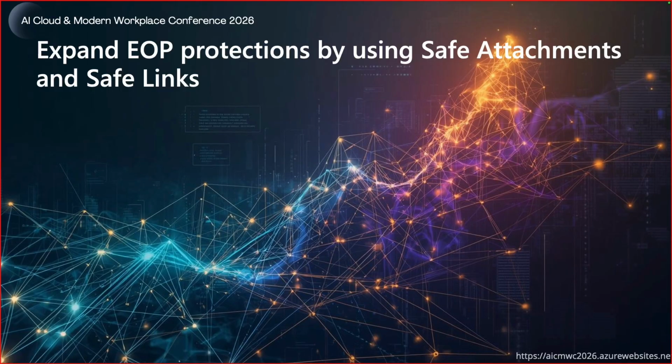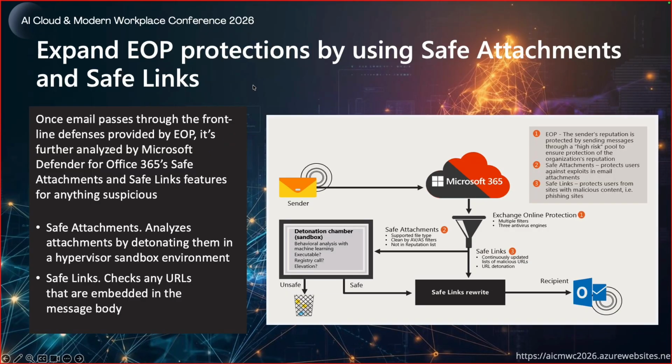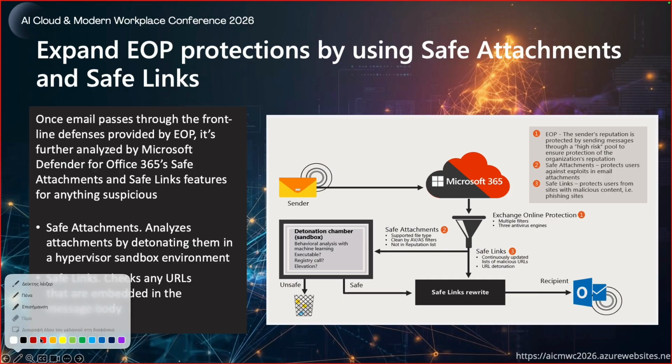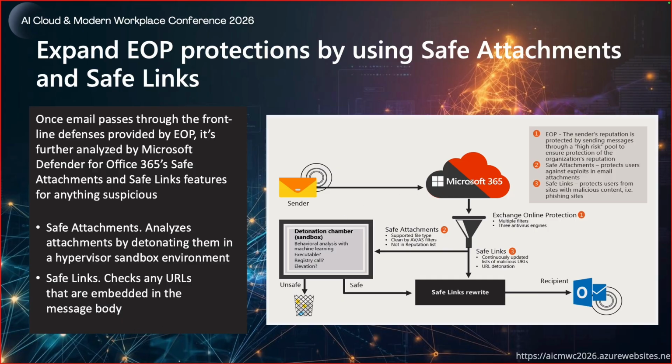Two features that you can use in Microsoft Defender for Office 365 are safe attachments and safe links. What can you actually do with safe attachments and safe links? This is the whole story. Once an email passes through the frontline defense of Exchange Online Protection, it is here. Let me use my pen to draw a few things here.